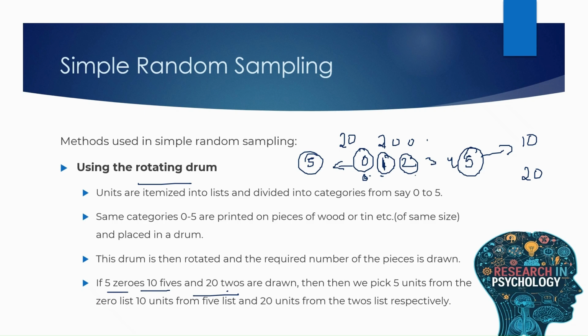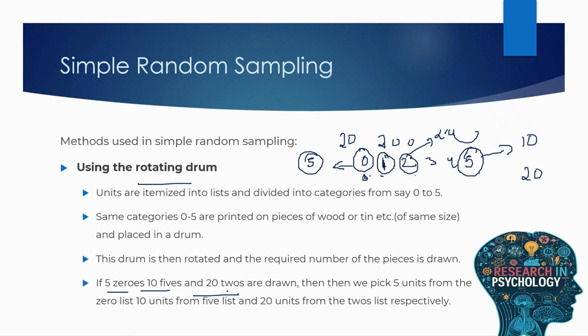And out of all the people who have got number 2, I'll choose 20 people. Right? So this is how the rotating drum method happens. This ensures that every single person has an equal probability of being chosen into the sample. Here, first we are categorizing everyone, and for each individual we provide that category and put it in the drum. So every single individual will be represented as a category in the drum, and then from that drum we'll be choosing each category.